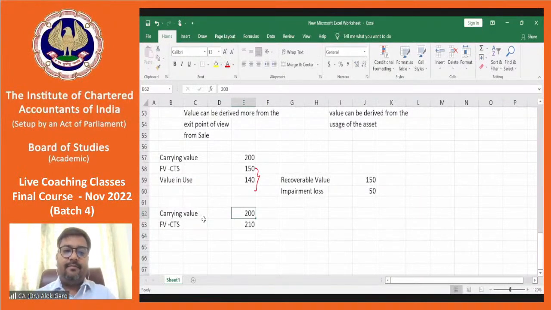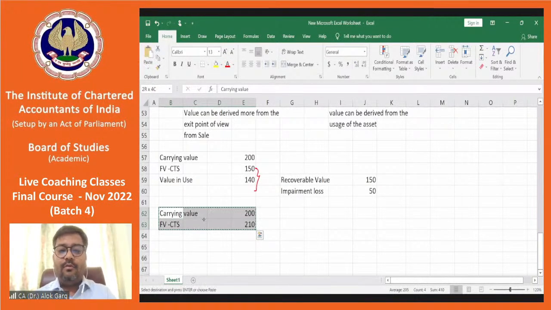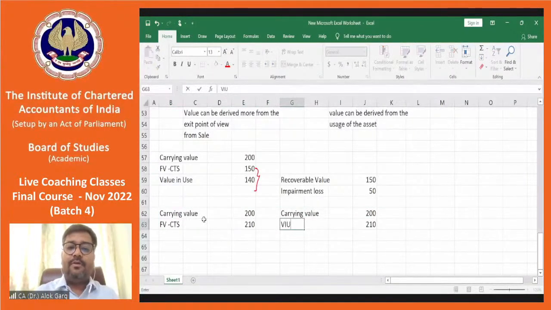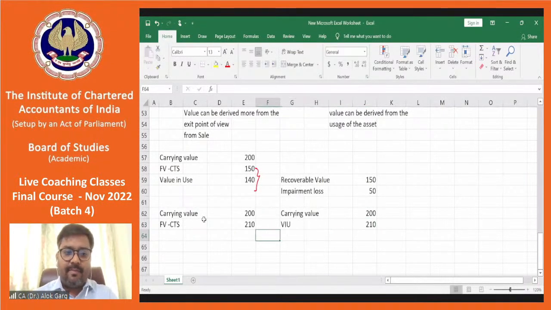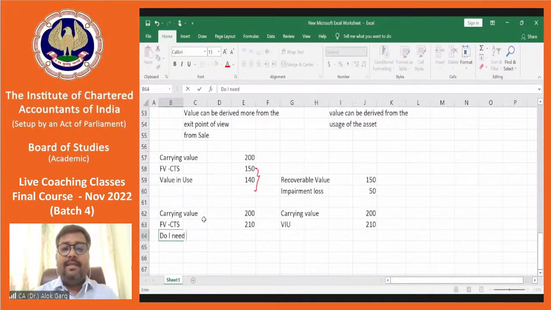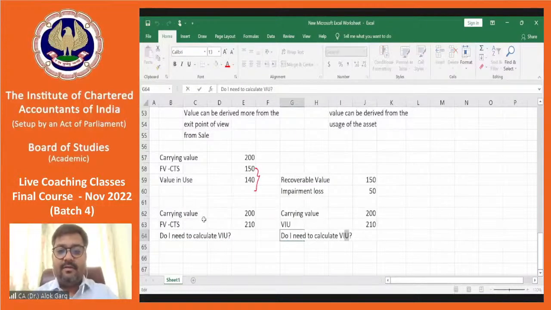Or vice versa, the carrying value was, let's say, 200 rupees and the value in use, the VIU, comes out at, let's say, 210 rupees. Yeah, same example I'm taking. So in the first example, do I need to calculate VIU? In the second example, do I need to calculate FV minus CTS?